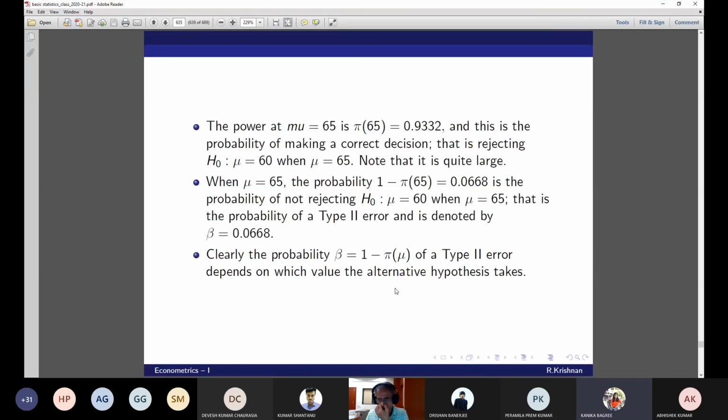Thank you, sir. Just to clarify, we find the power function, and then the level of significance of the test is the supremum of the power function where theta lies in the H0 region. Yes, exactly. And the power of the test is 1 minus the power function where theta lies in the rejection region. Correct.